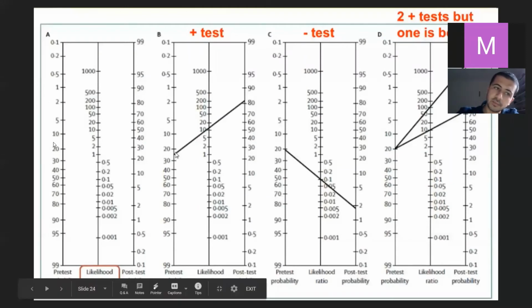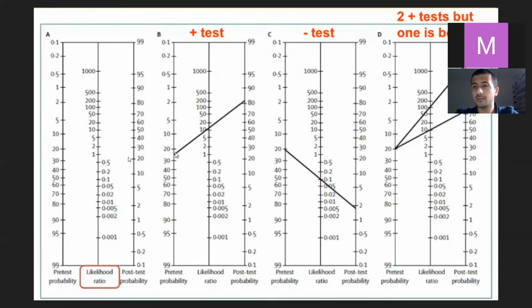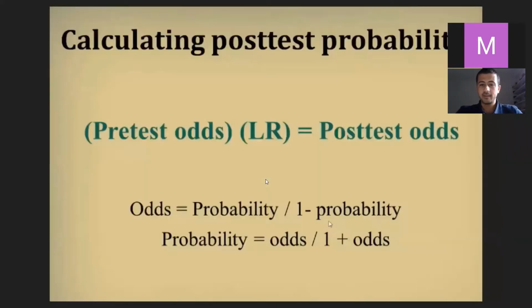Just take the pre-test probability, match it to the likelihood ratio, and go in a straight line. It's important to go in a straight line. Don't cheat. To the post-test probability. Okay.